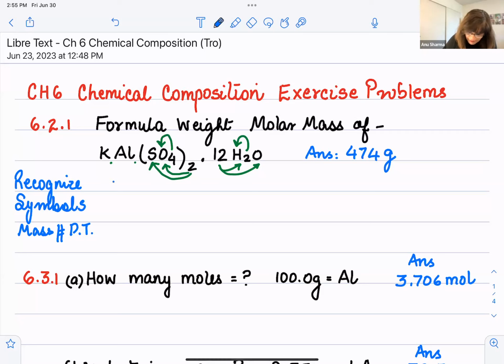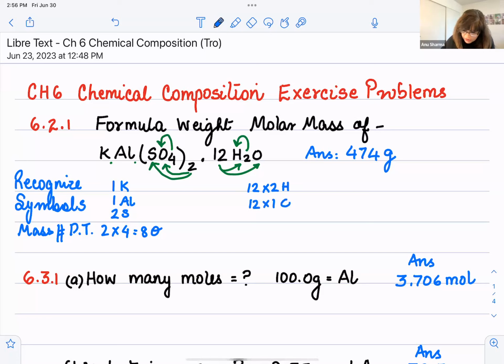compound, we have 1 potassium, we have 1 aluminum, we have 2 sulfurs, and we have 2 times 4, which is 8 oxygens. So that is one part. And then we have 12 times 2 hydrogens, and we have 12 times 1 oxygen.